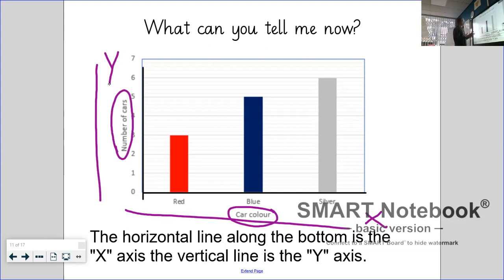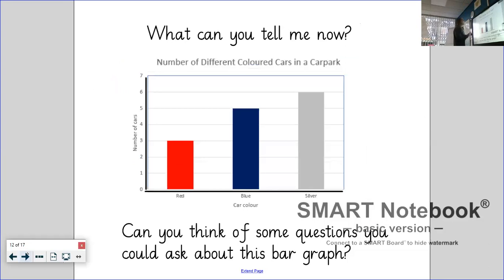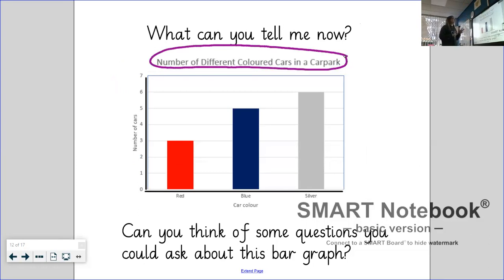So we still, though, don't really know the question that's been asked. Was it number of cars in an hour? Was it number of cars from a group of people? So let's keep it going. The title here now has really helped us. Number of different coloured cars in a car park. So I now know the number of cars and I now know the car colour.